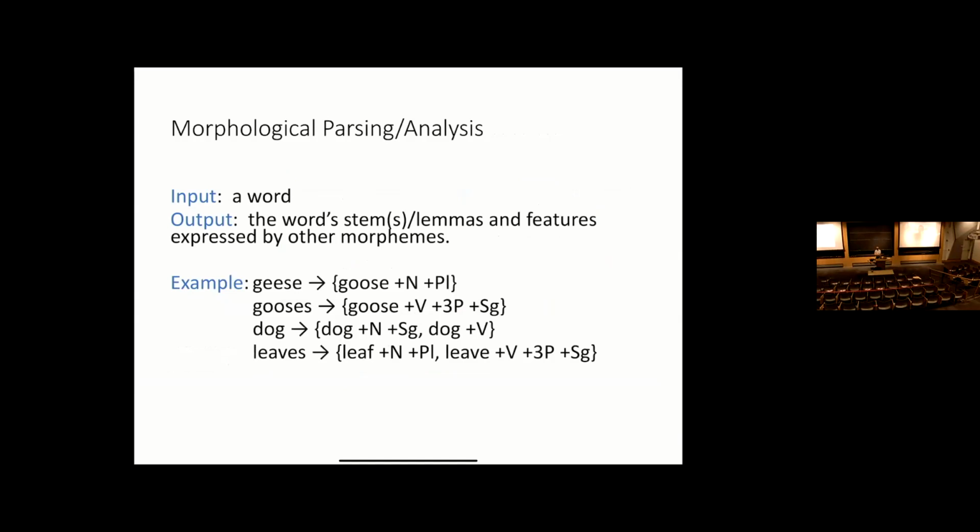So FSAs are good at recognizing, but they're not very good at parsing or generating. They're not very good at analysis, and they're not very good at generation. So let's say your input is a word, and your output is a stem or lemma, and the features that are expressed by the morphemes. Ultimately, we don't care about the order that these occur in. We can think of these as a set, but typically we treat them as a sequence, basically in the order in which they appear.